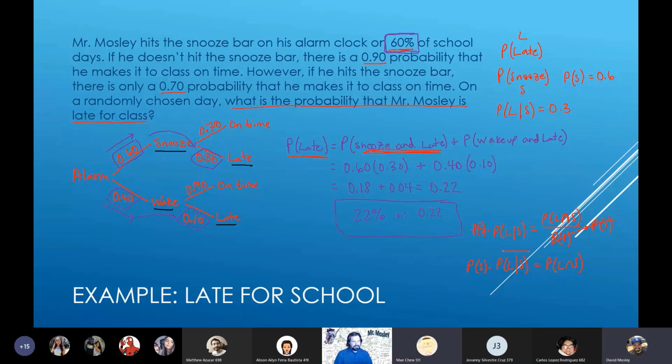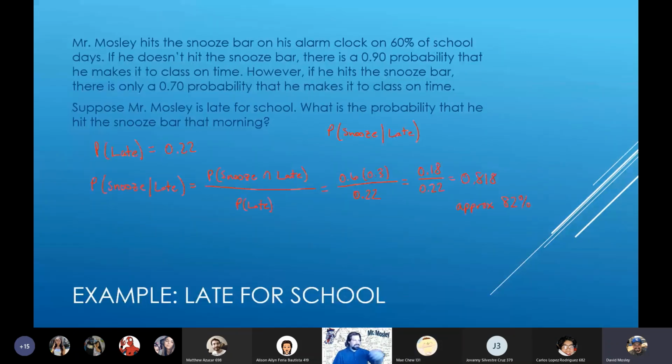So that's why the 0.6 times the 0.3 ends up here. It gives us these numbers. We get the L and S, which is what we needed. That's the one path: hitting snooze and being late. The other path is the probability of waking up and being late, which are complements, so we don't need other events, but I don't want to do the notation for that right now. It could be a little more confusing. So that's how we get that point.